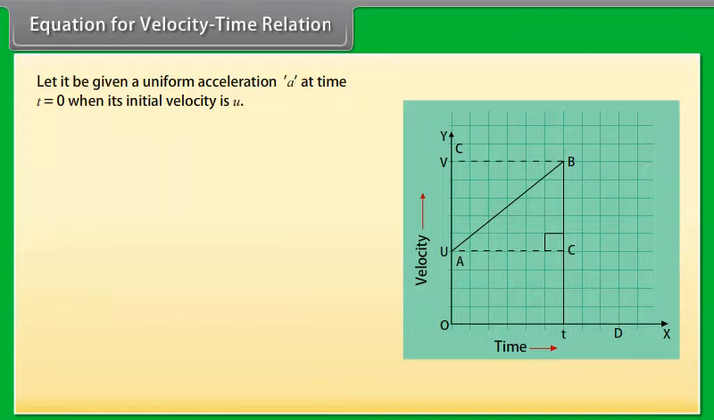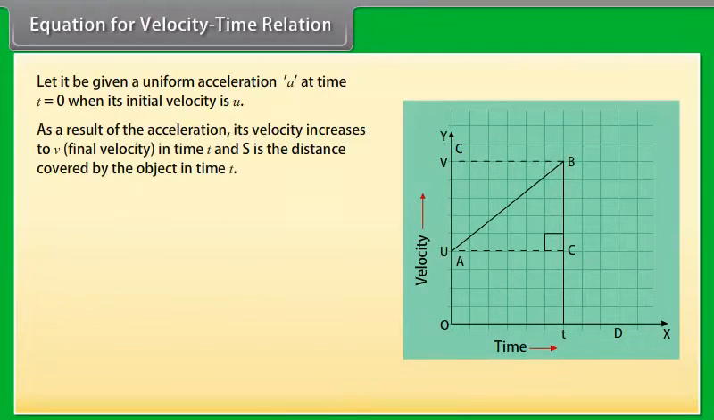Let it be given a uniform acceleration a at time t equal to 0, when its initial velocity is u. As a result of the acceleration, its velocity increases to v, the final velocity, in time t, and s is the distance covered by the object in time t. The figure shows the velocity-time graph of the motion of the object.